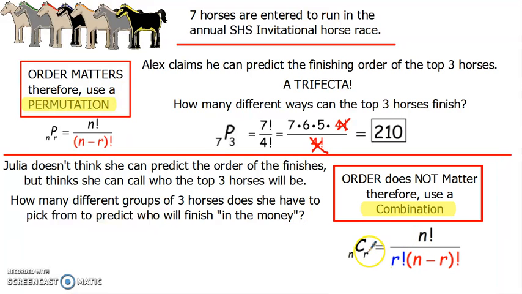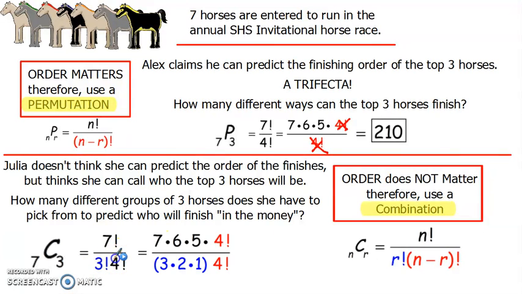And you'll notice that the combination formula is very similar to permutation. It's the n factorial, again, divided by n minus r factorial. I'm still going to drop those bottom 4 horses. But in addition to taking 7 factorial over 4 factorial, we're going to divide by 3 factorial every time that the same 3 horses would finish in a different way. That's not a difference for us. We just want the grouping.